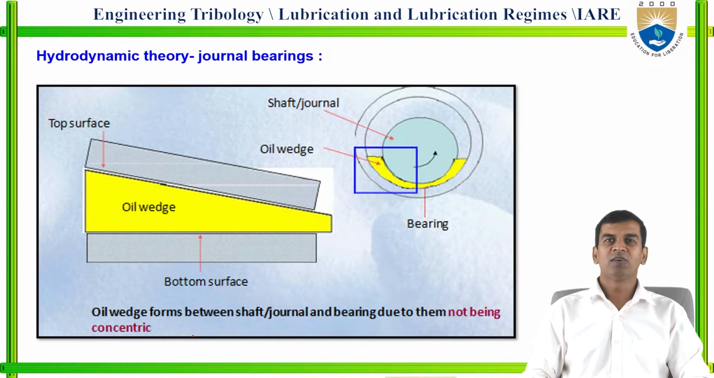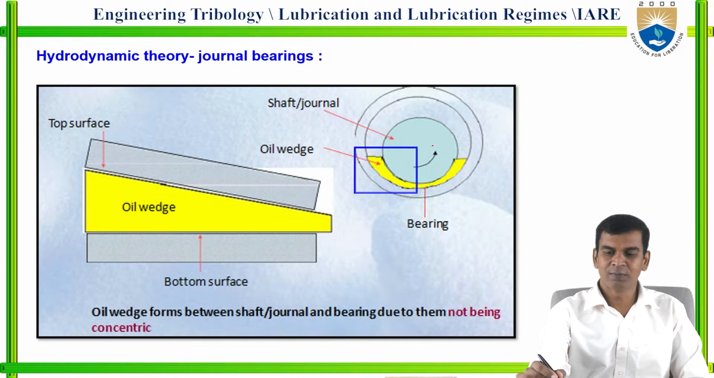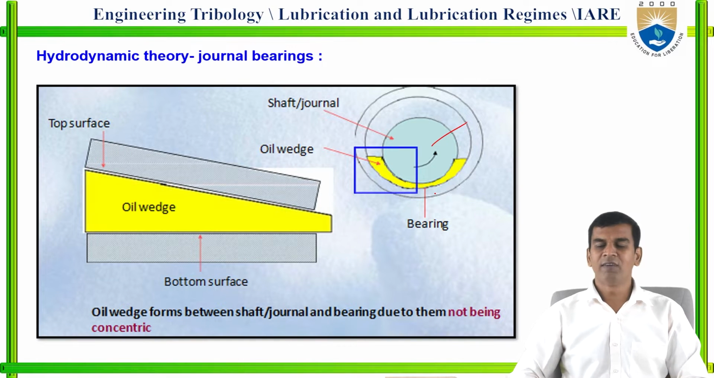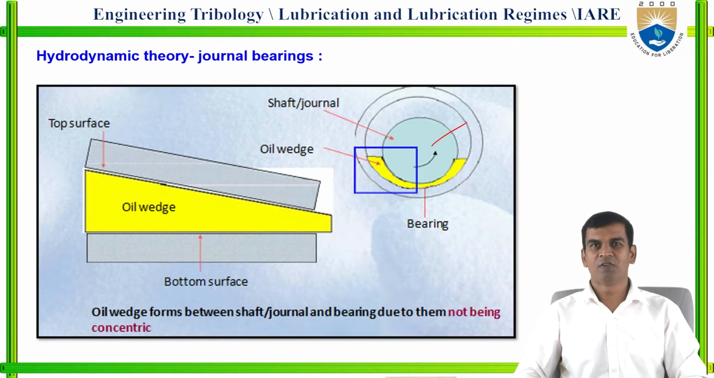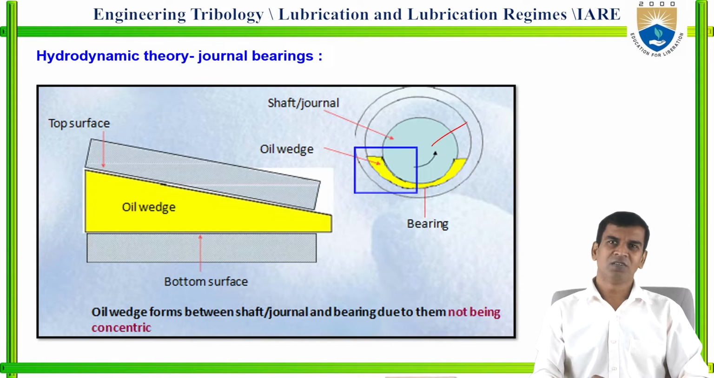Now see here, hydrodynamic theory in journal bearings. You can see the journal bearing over here. The shaft or journal is the blue color, and this is the bearing, and the oil wedge is the yellow color. The oil wedge forms between the shaft and the bearing due to them not being concentric. If they are concentric, there is no chance of formation of an oil film. Here concentricity is not there, and because of that, the oil film is formed.